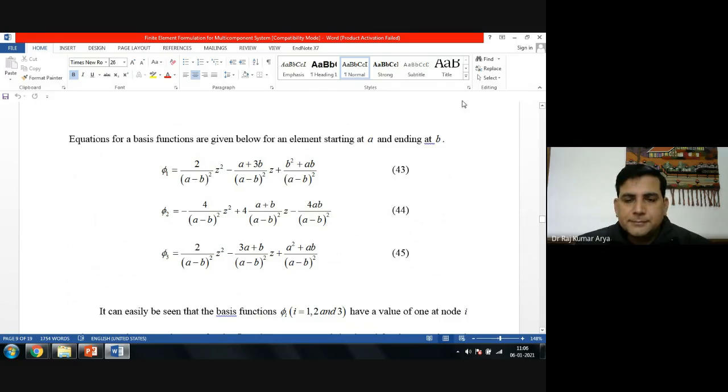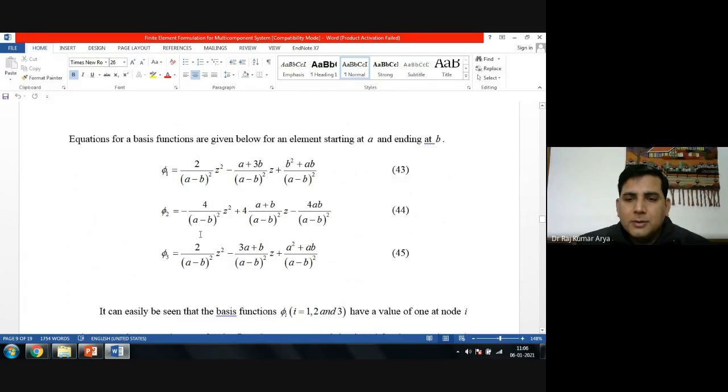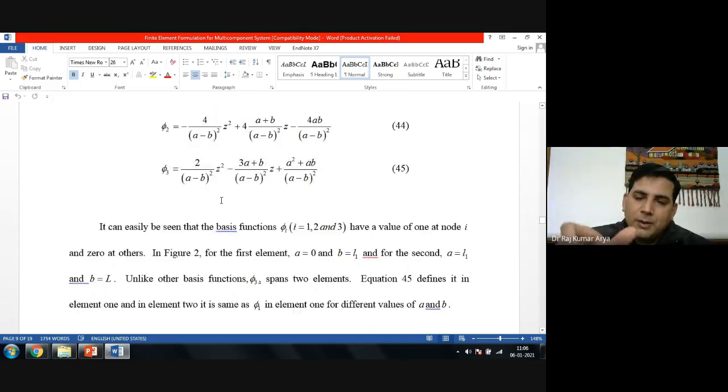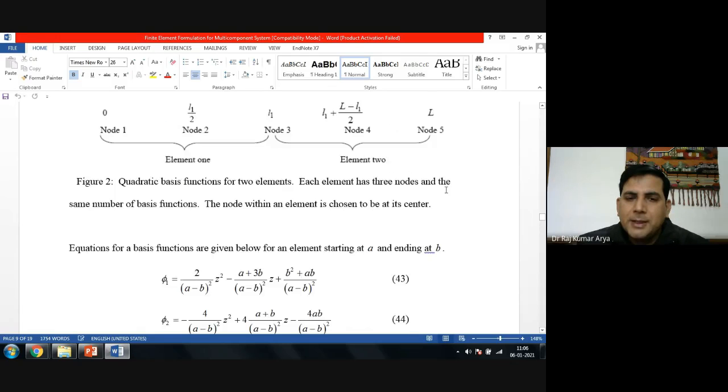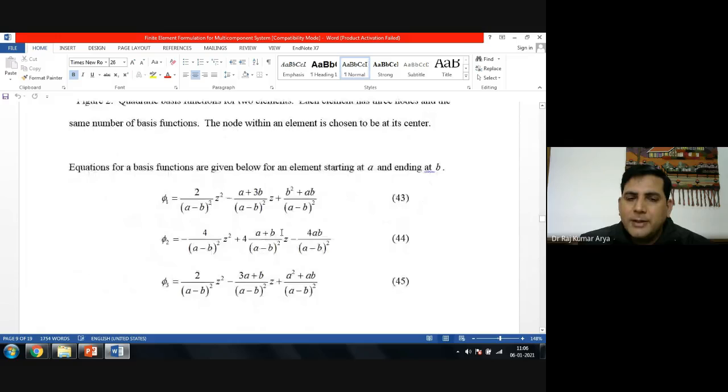Now further, you can change here. I wrote here also, so you can change A to 0 and B to L1, and you will get phi 1, phi 2, phi 3 in element number 1. Same thing you can change for element number 2. For element number 2, what will A be? A is L1 and your B is capital L, right? So you can change these functions for any of the elements just by putting in the values of A and B.